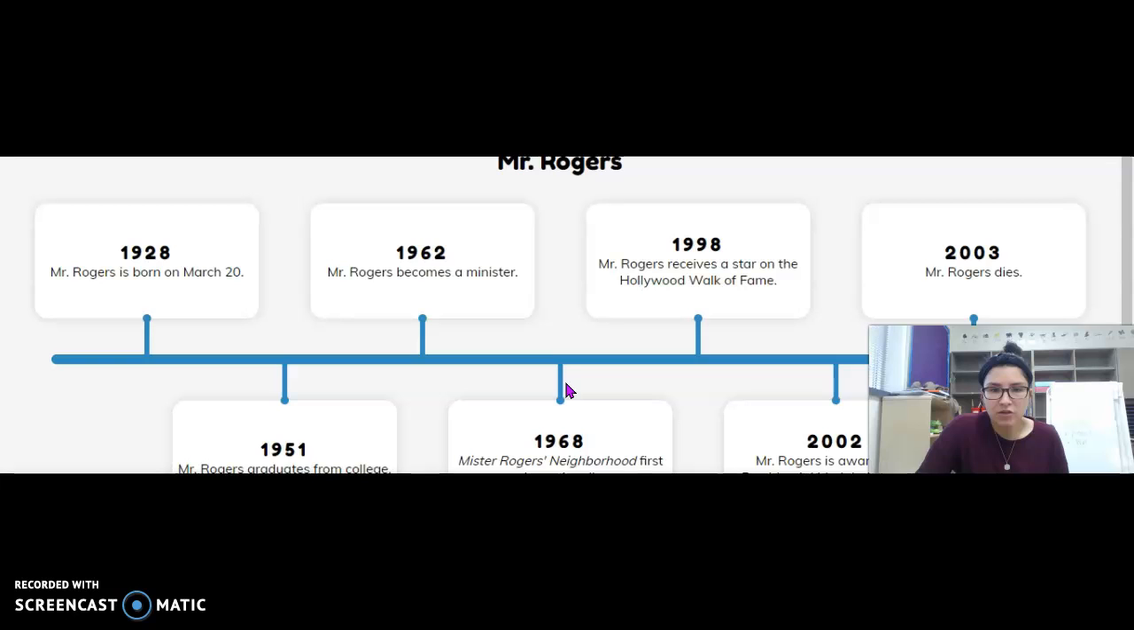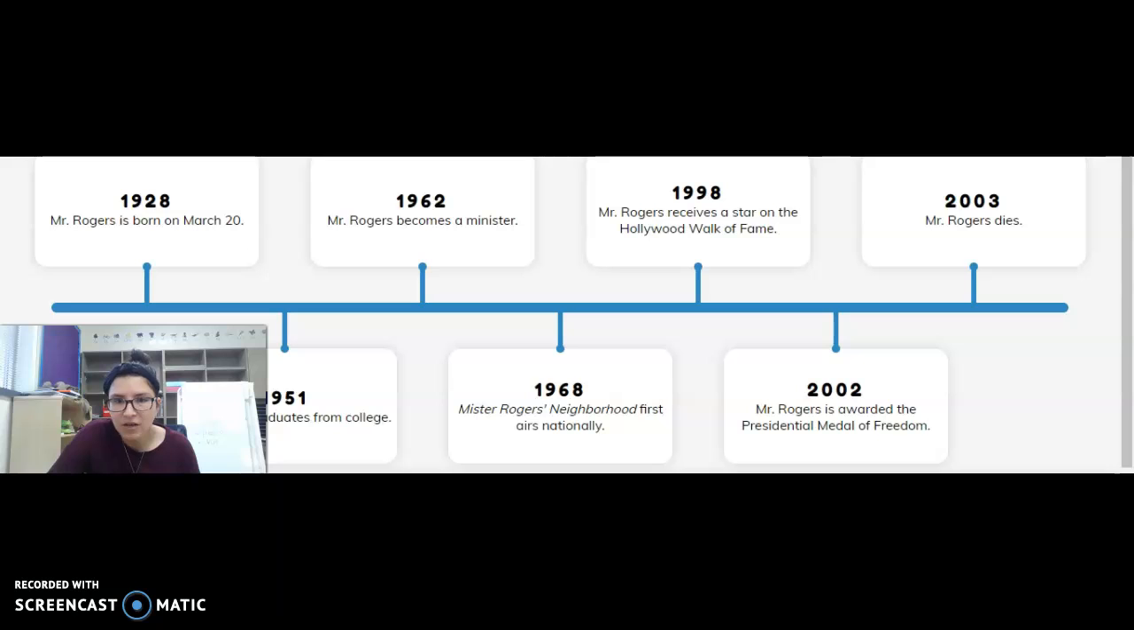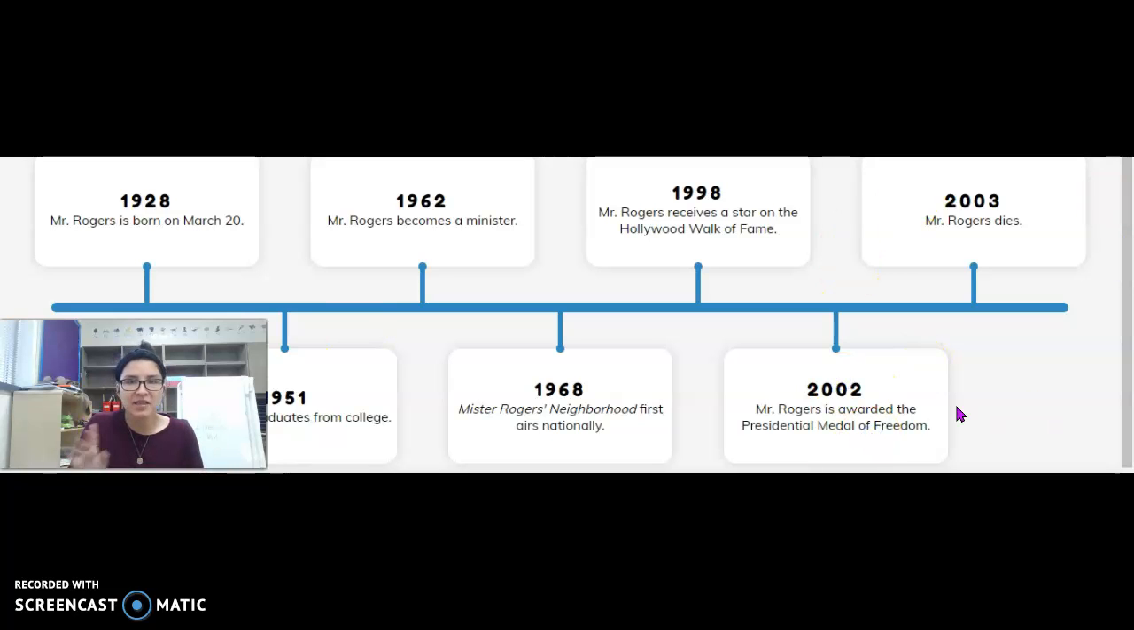1968, Mr. Rogers' Neighborhood first airs. 1998, Mr. Rogers receives a star on the Hollywood Walk of Fame. Another big award. Let me see. There we go. 2002, Mr. Rogers is awarded the Presidential Medal of Freedom. And then 2003, Mr. Rogers passes away. So here's a little timeline of Mr. Rogers.